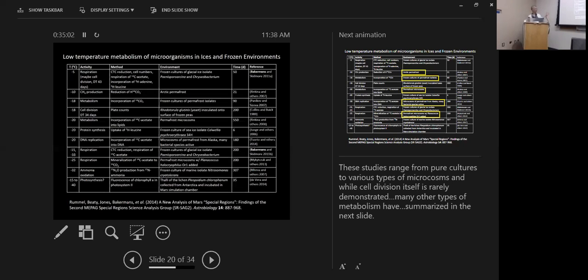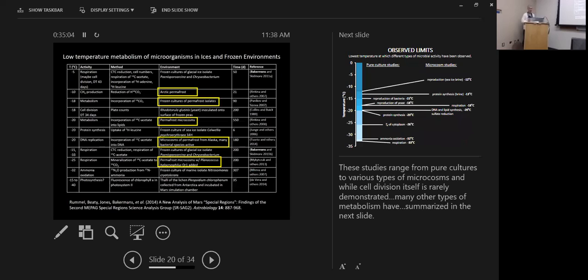And I don't need to go too much into this, but I just want to highlight that a lot of these have been done with permafrost organisms and microcosms. So we are trying to get a handle on how this is in permafrost, not just in sea ice or other frozen environments that we might have as well.